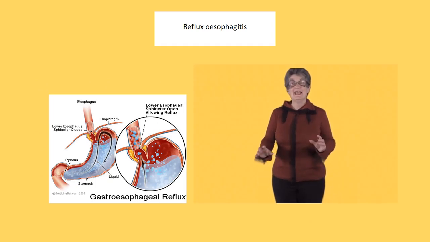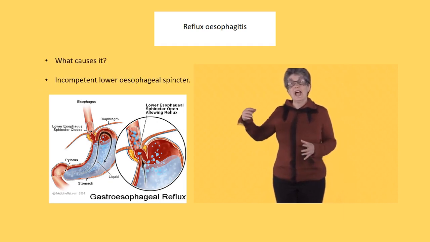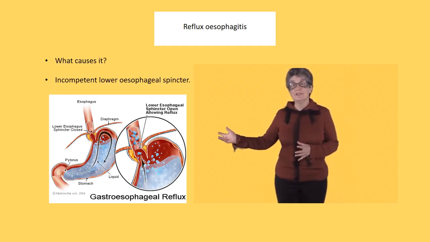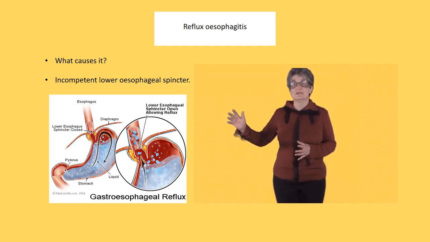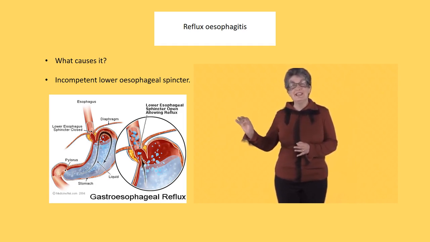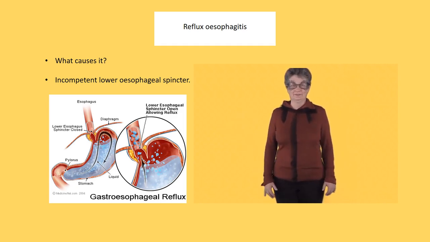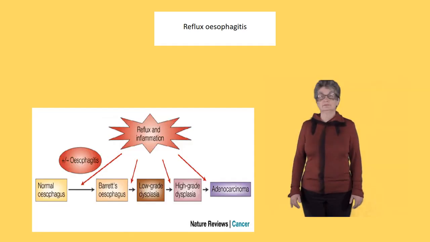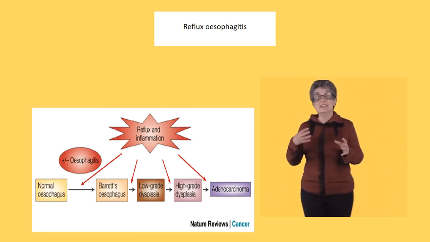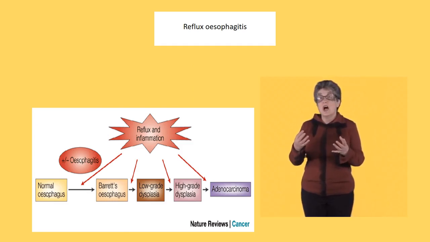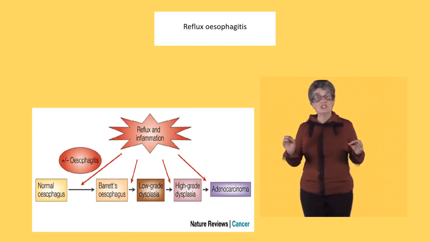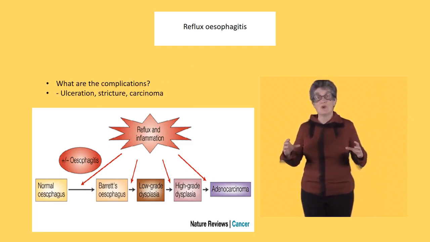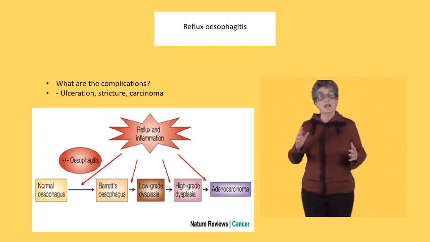Reflux esophagitis is caused by an incompetent lower esophageal sphincter. As we can see here, acid refluxes back into the esophagus, and this can affect the epithelium lining the lower esophagus. The acid in the lower esophagus can cause ulceration, and the ulceration can heal by fibrosis, giving rise to strictures. More importantly, and less treatable, it can give rise to carcinoma.